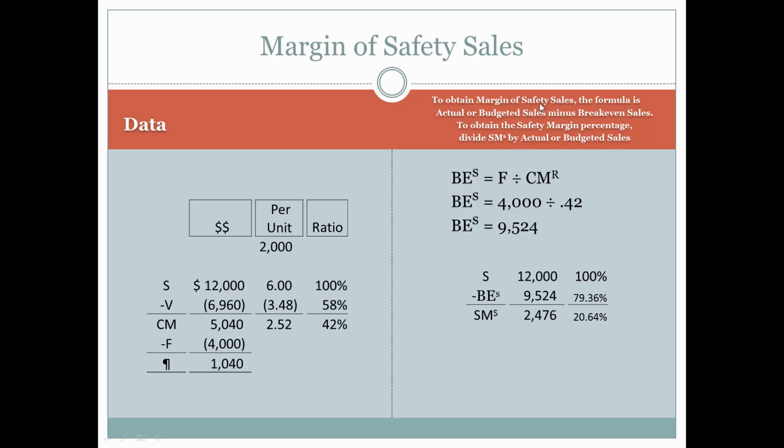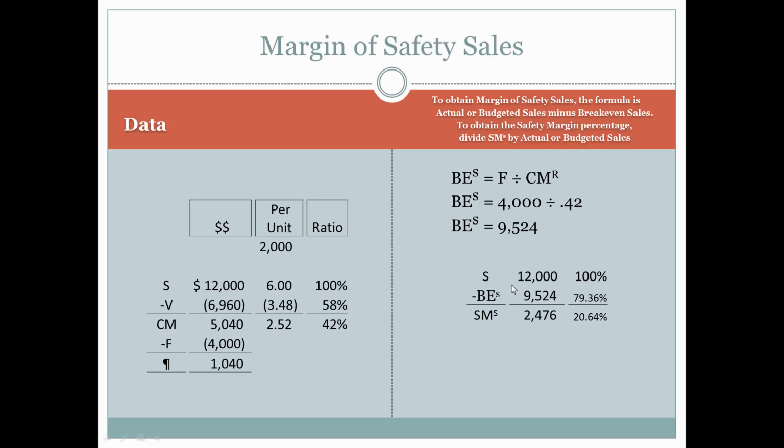To obtain the margin of safety sales, the formula is actual or budgeted sales minus break-even sales. To obtain the safety margin of sales percentage, we're going to divide safety margin sales by actual or budgeted sales. So in this instance, we know that our sales were $12,000, and sales represents 100%. So sales divided by sales equals 100% because we're going to express everything as a percentage of sales.